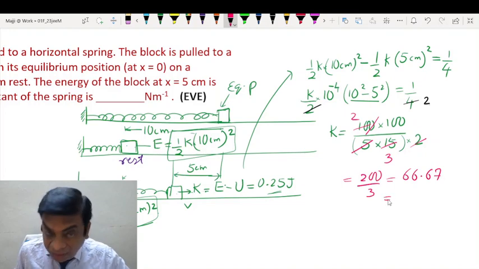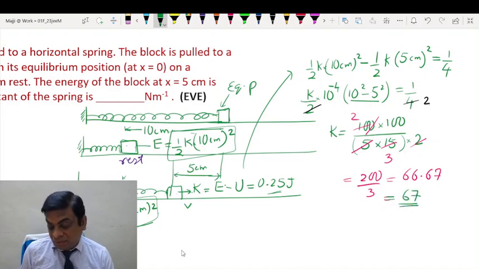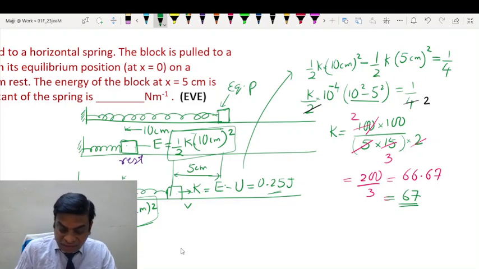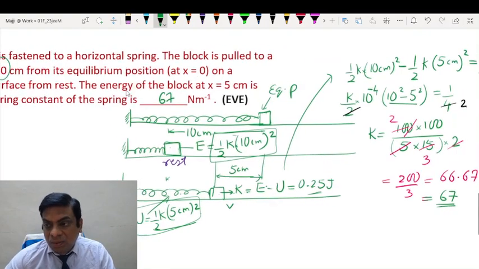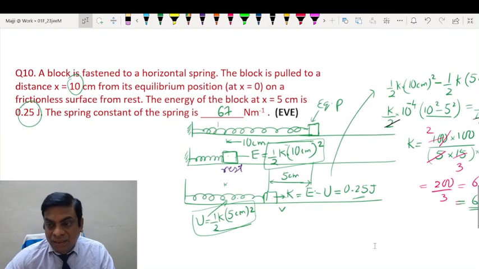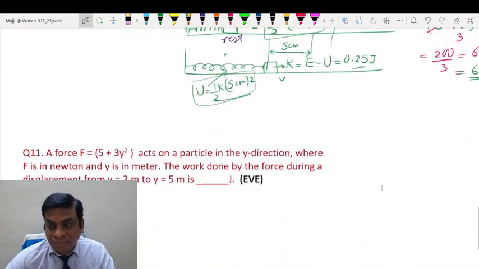Now students, this is an integer type question. If you come across these kinds of questions, you are simply supposed to round it off to the nearest integer. So 66.67 rounded off to the nearest integer is 67. So 67 is the correct answer. Don't get baffled and don't get confused. In certain cases, you might get results which are not purely integers. So simply round it off to the nearest integer.